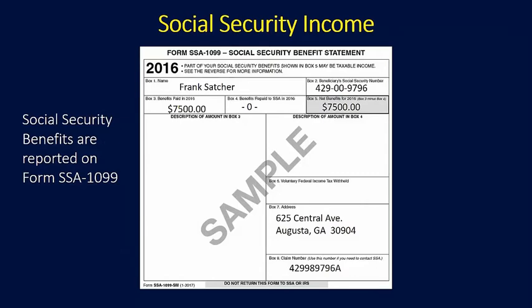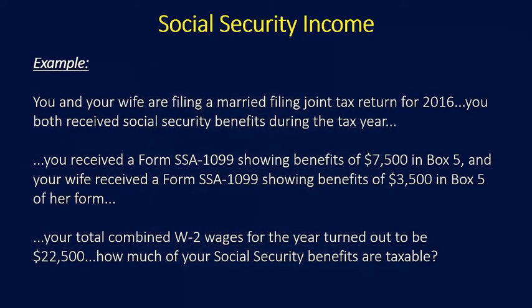Here's an example of a Form SSA 1099 reporting Social Security benefits. The benefits paid are typically shown in Box 3, and the net benefits show up in Box 5. Here's an example. You and your wife are filing a married filing joint tax return for 2016. You both received Social Security benefits during the tax year. You received a Form SSA 1099 showing benefits of $7,500 in Box 5, and your wife received a 1099 showing benefits of $3,500 in Box 5 on her form. Your total combined W-2 wages for the year turned out to be $22,500. So how much of your Social Security benefits are taxable?